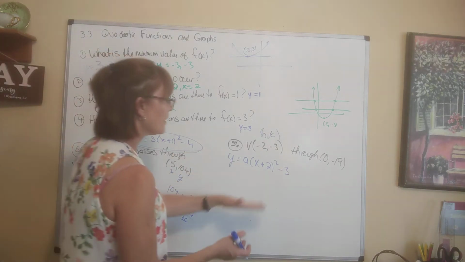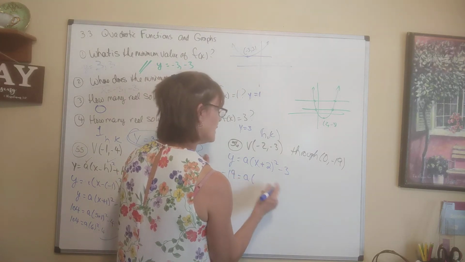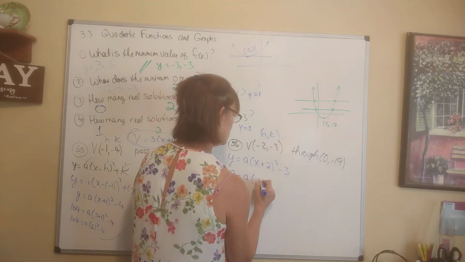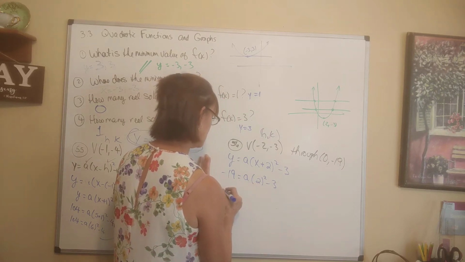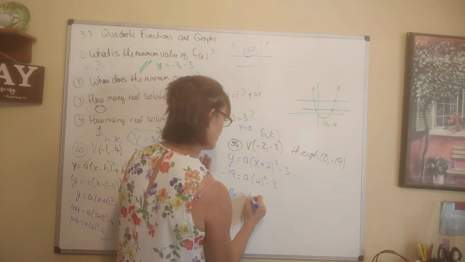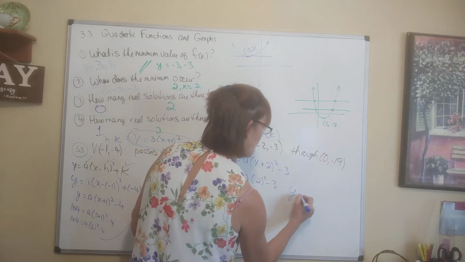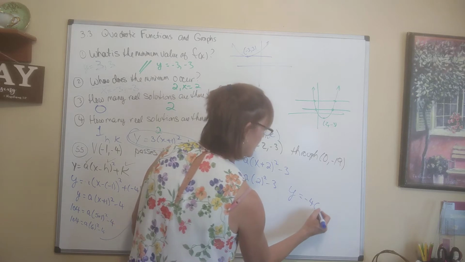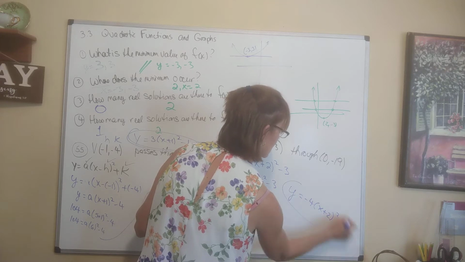All right, so then I'm going to borrow the point. -19 is equal to a, and I'm borrowing the point in order to solve for a. 0 plus 2, 2 squared minus 3. I'm going to add 3 to both sides, so that gives me -16 is equal to 2 squared, 4 times a. A is going to be -4. Y is equal to a, -4 times (x minus h) squared plus k. That's all you got to do.